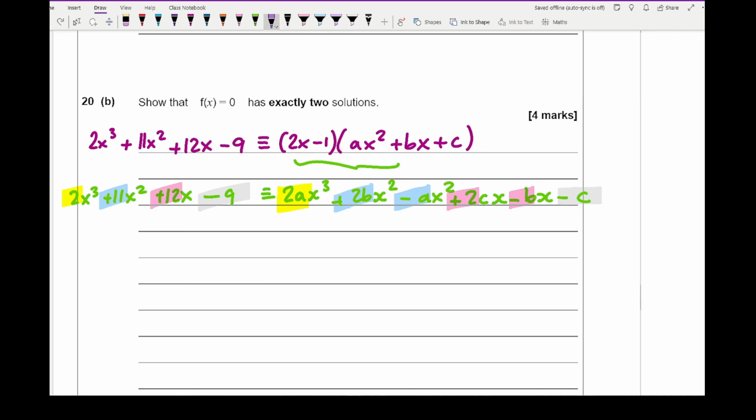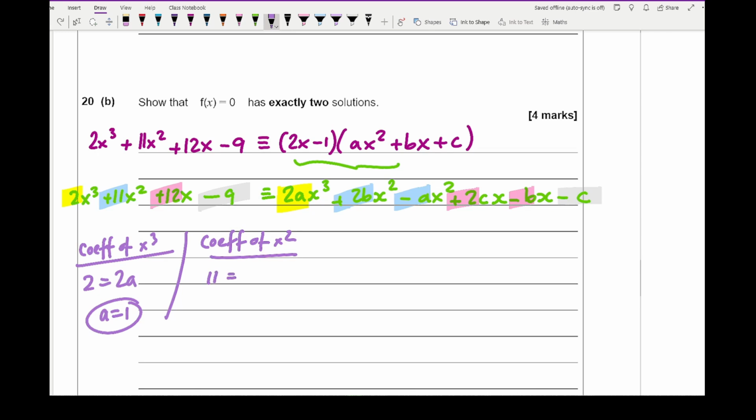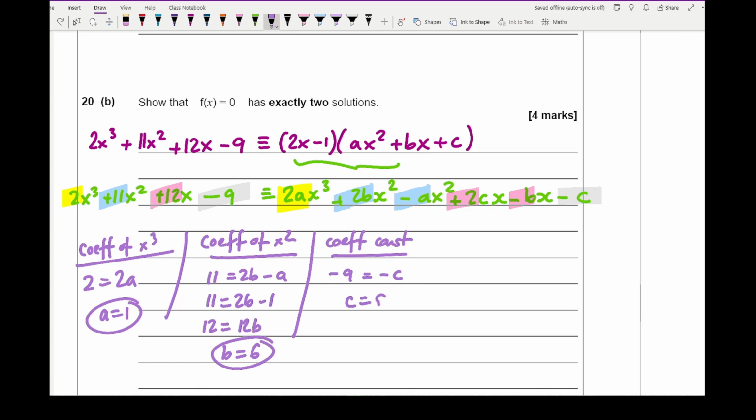So from this straight away, if I look at the coefficients of x cubed, on the left hand side I've got 2, and on the right hand side I've got 2a. So that means that a equals 1. Then if I look at the coefficients of x squared, I've got 11 on the left hand side, and 2b minus a on the right hand side. And now a equals 1, so I've got 11 equals 2b minus 1, so 12 equals 2b, so b equals 6. And then looking at the constant, I've got minus 9 on this side and minus c on the right hand side, so c equals 9.